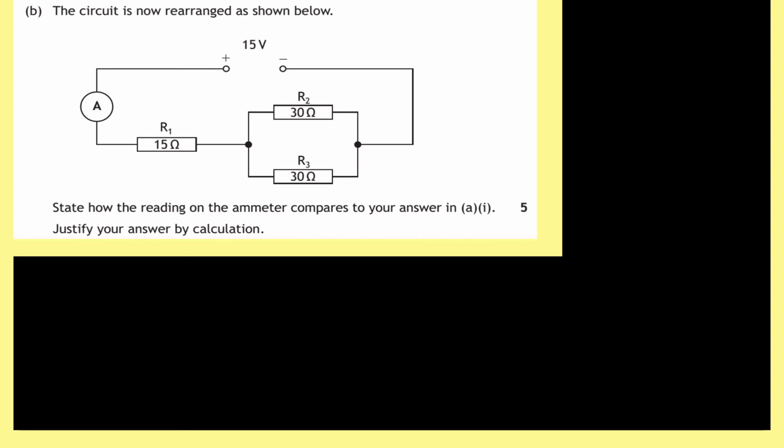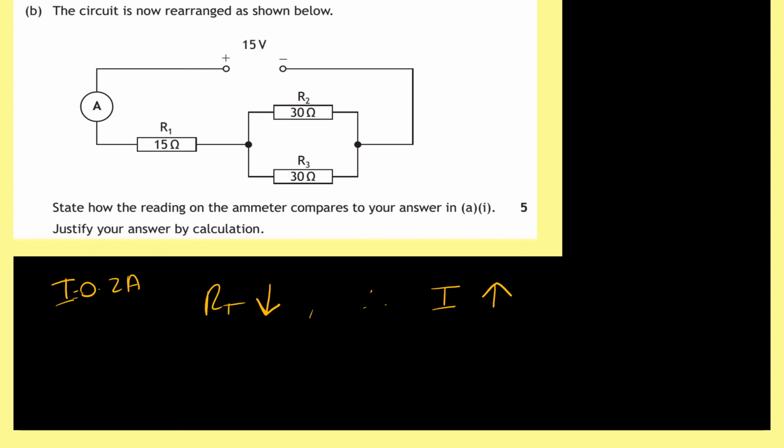State how the reading on the ammeter compares to your answer in part A if the circuit is now rearranged. Now in A part 1, remember we saw the current was equal to 0.2 amperes. We're now combining the resistances in parallel and series as well as just in series. Remember, if we combine resistance in parallel, we reduce the overall resistance. So if we reduce the overall resistance, RT goes down. That means, therefore, current must go up.